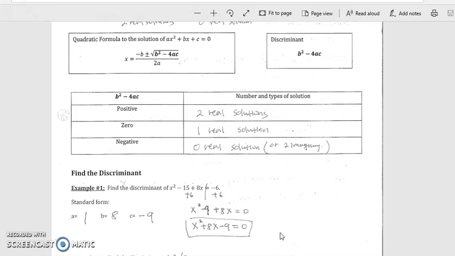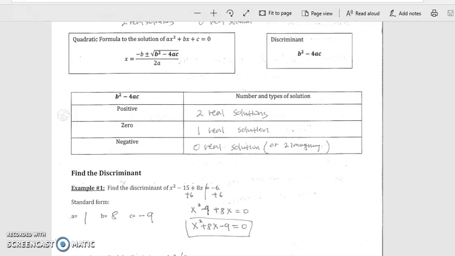D is equal to b squared minus 4ac. So D is equal to 8 squared minus 4 times 1 times negative 9. B squared, so 8 squared is 64. Negative 4 times 1 times negative 9, so you add those, that becomes a plus. So you have a 64 plus a 36.